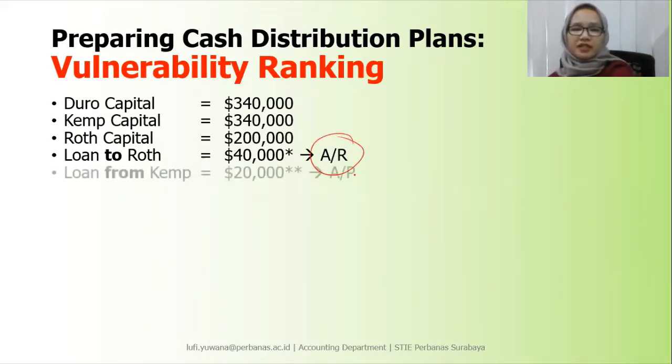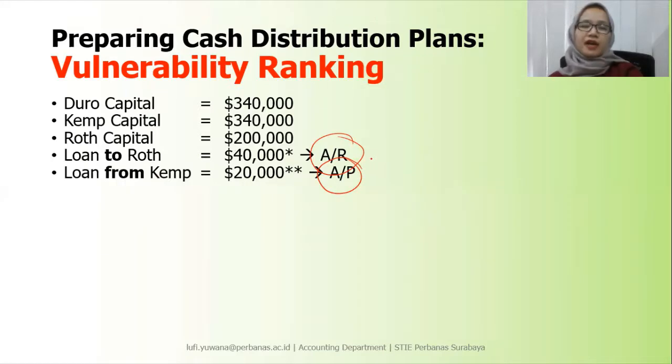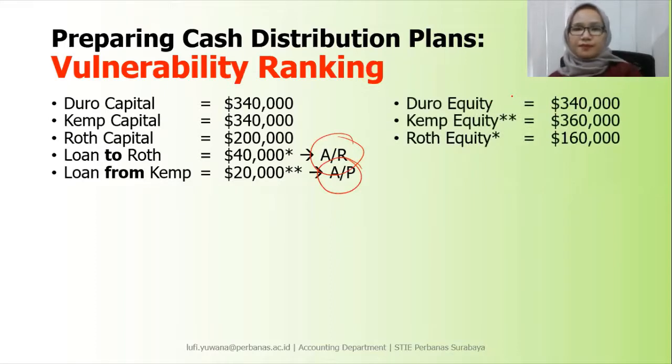The other information is the loan from Cam. It means that Cam gives a loan to the partnership, and its amount is $20,000, and it is included in the accounts payable. So we also have to pay attention to these two pieces of information when we calculate the Duro, Cam, and Rod equity at the end of the period. Based on the information, the Duro equity would be 340,000. The Cam equity would be 360,000.